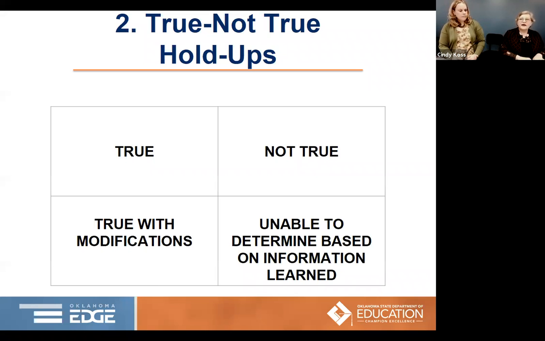So then you can get a sense of where students are, and it doesn't have to be that there's only one right or wrong answer. We're really trying to get students to think about what their response is and why they think that. So for example, the unable to determine based on information learned. If you leave that up on chart paper during a lesson, maybe when they learn more information, they might change their answer.